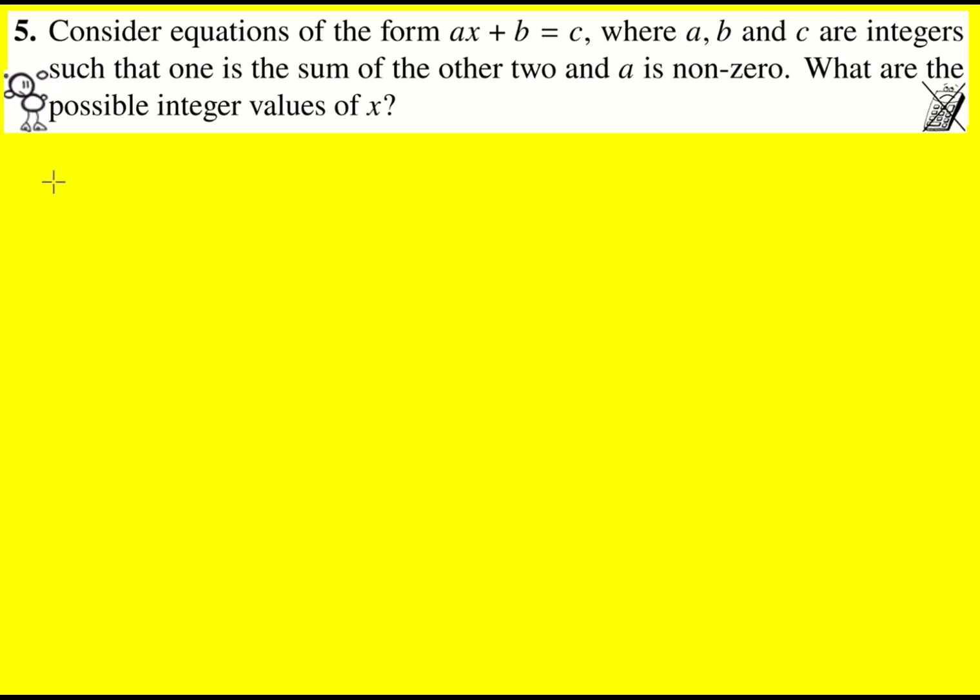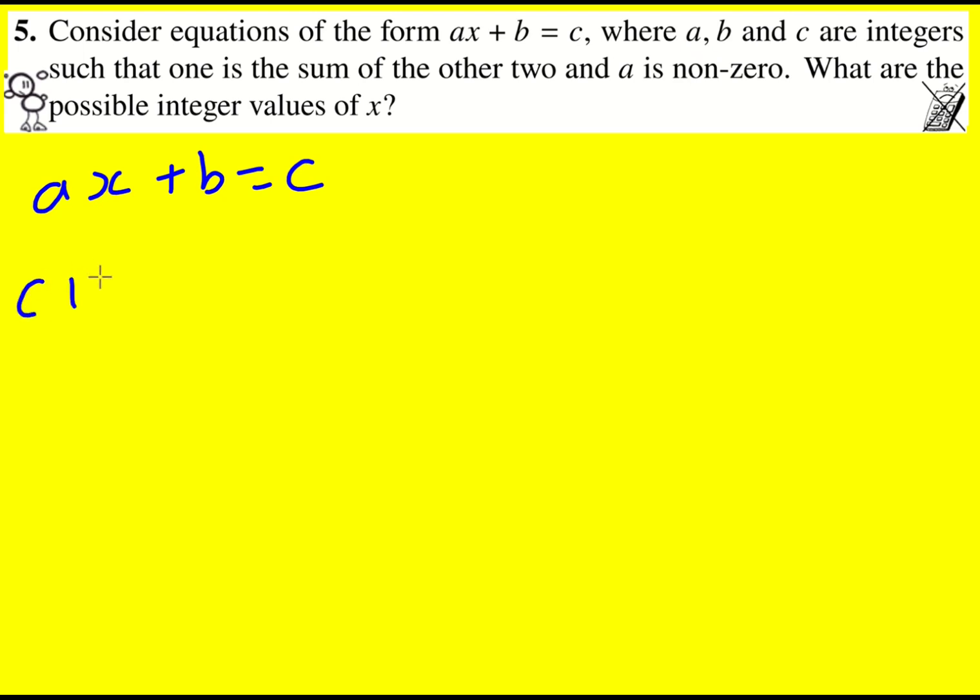We've got equations in the form ax plus b equals c. A, b, and c are integers such that one is the sum of the other two and a is non-zero. What are the possible integer values of x? So what solutions can we actually get?